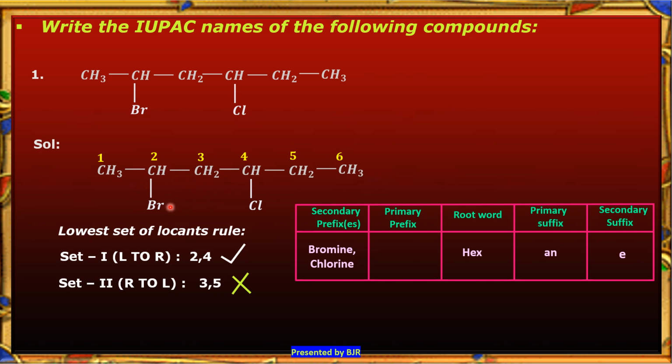So the IUPAC name of this haloalkane: we have to write the IUPAC name in alphabetical order if more than one substituent is there. So bromine comes first, chlorine comes later. So 2-bromo-4-chlorohexane. This is the IUPAC name of this haloalkane.